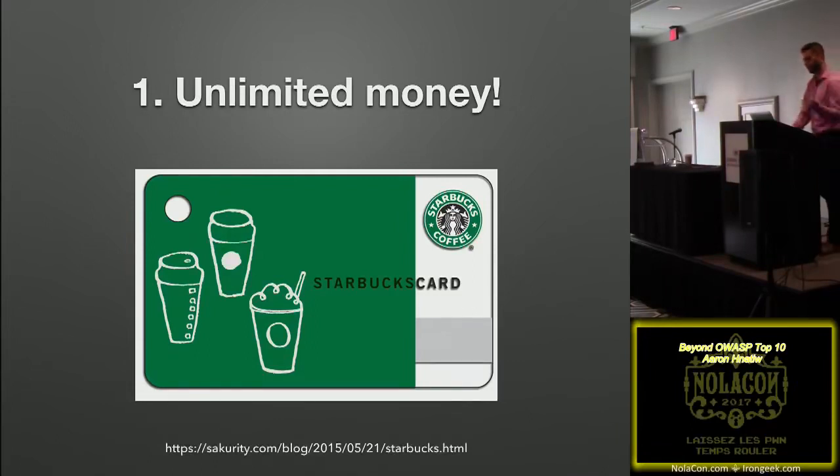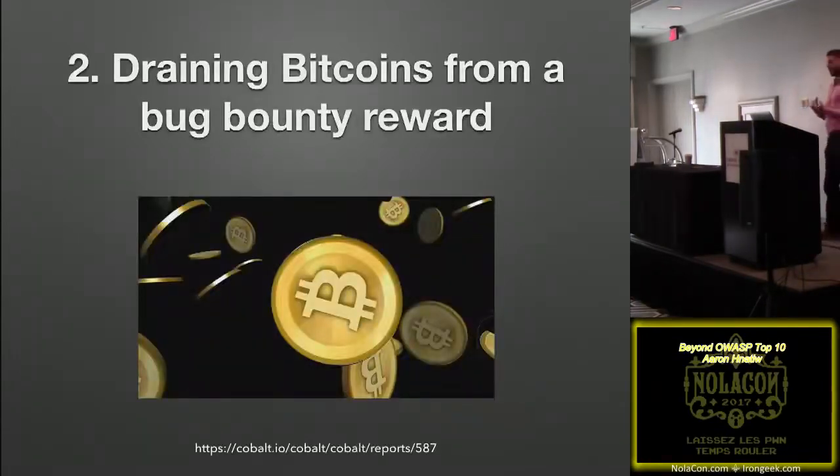So I'll give you another example of how this works, and you'll see a trend to testing for these race conditions because a lot of the time it looks kind of similar. A researcher actually found that they submitted a bug bounty, and I think it's on Cobalt, you could get paid in Bitcoins. So they submitted a bug bounty, it was valid, they got a reward for it. They got a URL to allow them to withdraw a certain amount of Bitcoins for that reward.